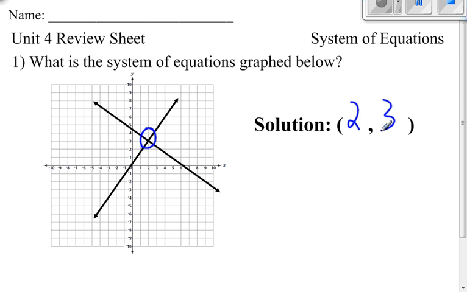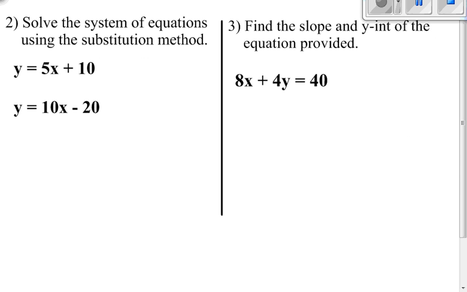All right, number 2. Solve using substitution. Now it says use substitution, so you specifically have to. If it's multiple choice, you can do whatever you want. If it's multiple choice, you can just plug all the choices in until they work. That's the beauty of this.